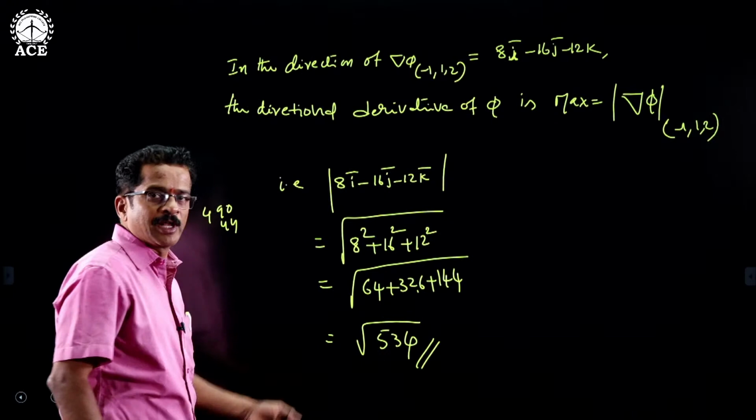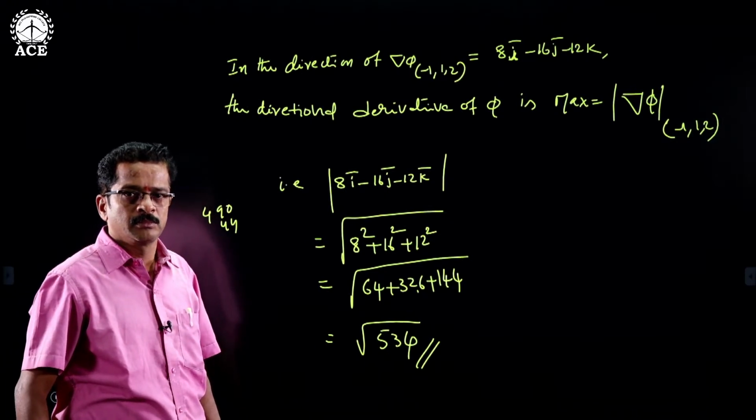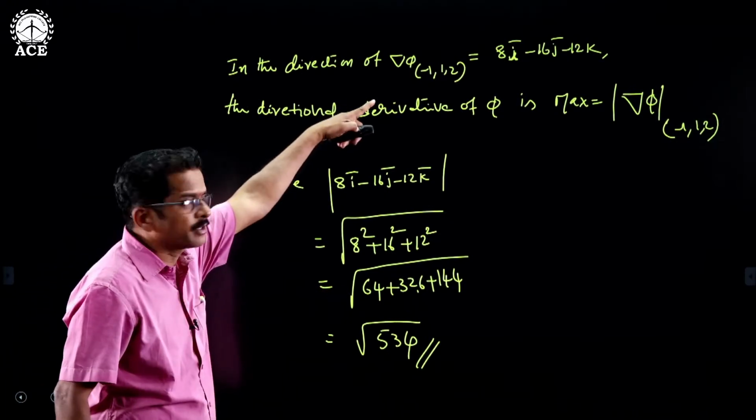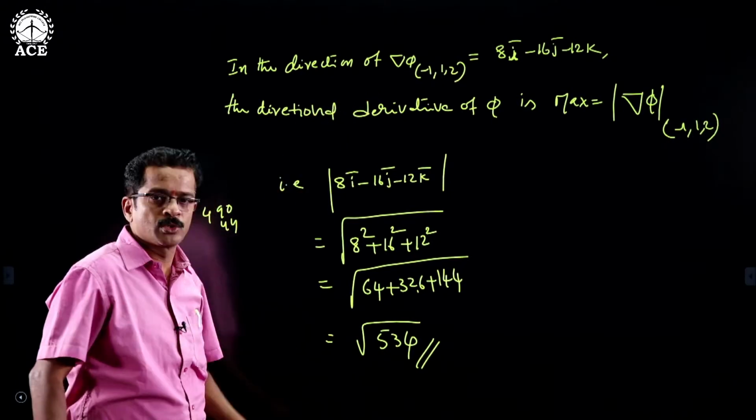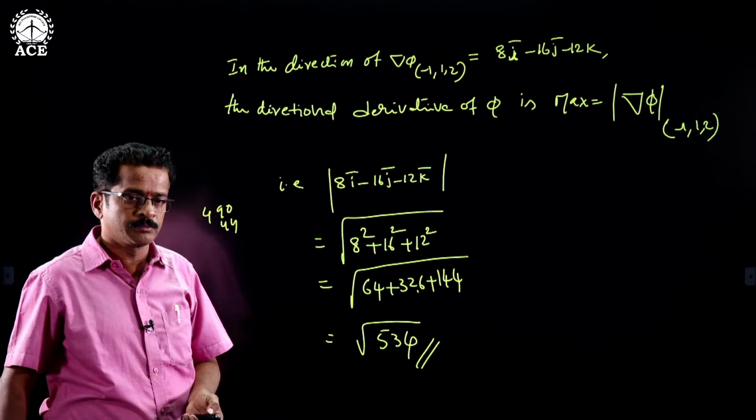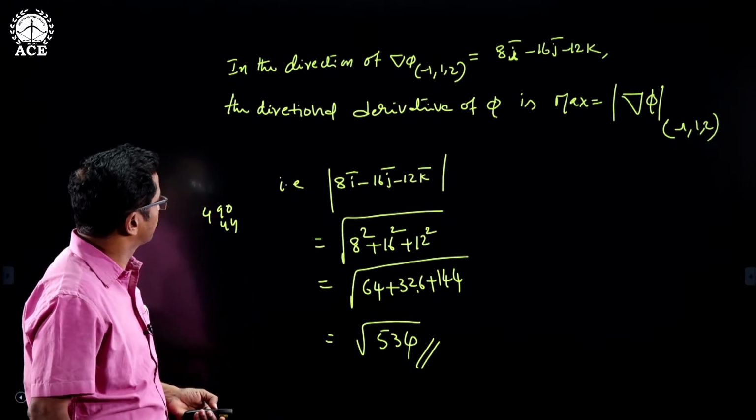So this is the maximum value in the direction of this vector. In the direction of this vector, the maximum value attained is root of 534. Right? This is the maximum value.